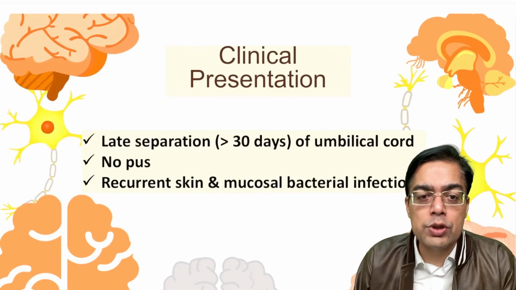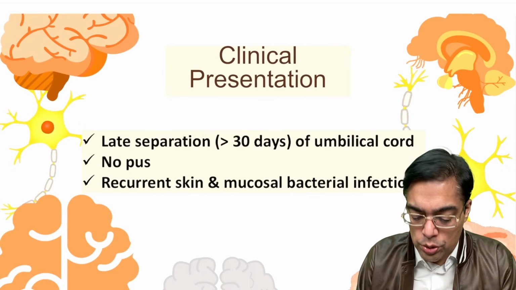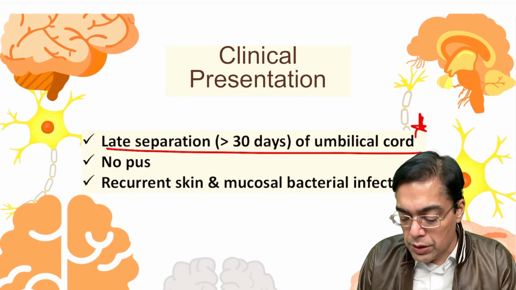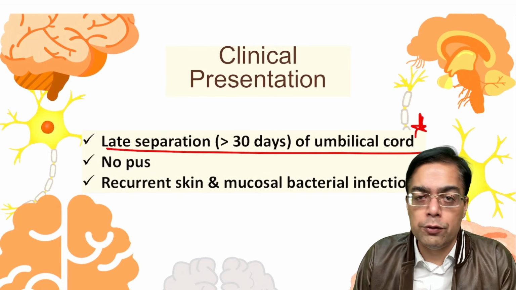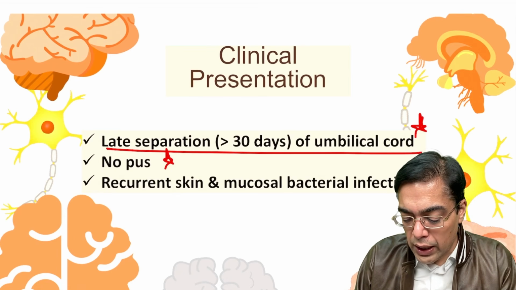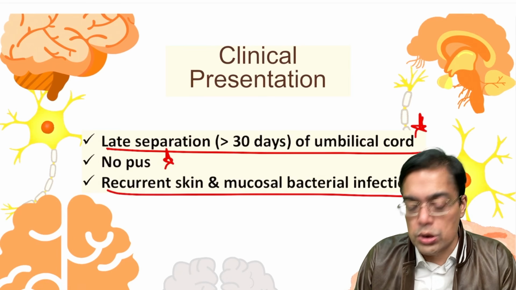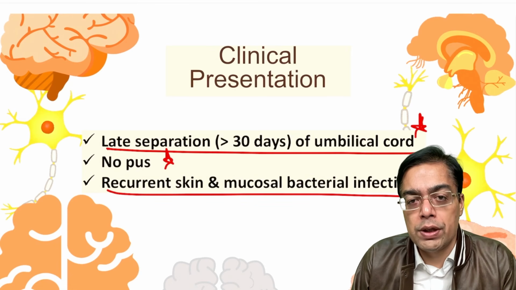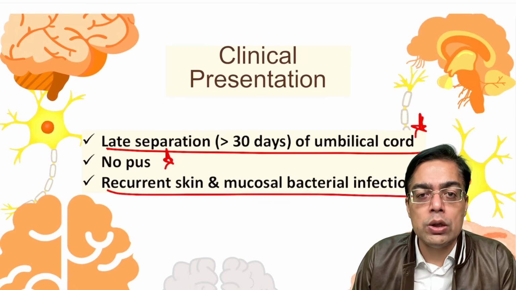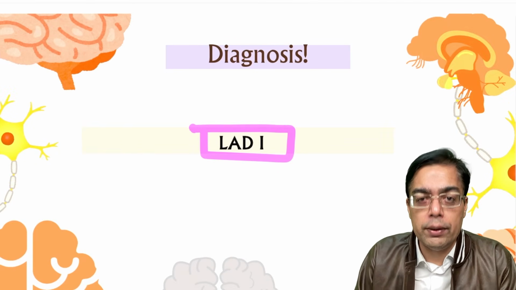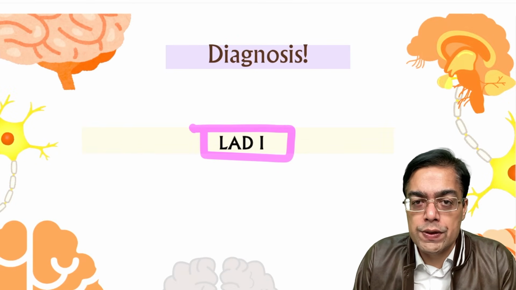The next one makes a mention of a question which is talking about a patient who is going to be having late separation of the umbilical cord. Late separation means more than 30 days have been taken for the separation of the umbilical cord. There is no pus, but the patient still is going to be having episodes of recurrent skin and mucosal bacterial infections. So recurrent bacterial infections, separation of the umbilical cord taking more than 30 days, and no pus obviously is a hint that we are dealing with a patient suffering from LAD1, leukocyte adhesion deficiency disorder 1.